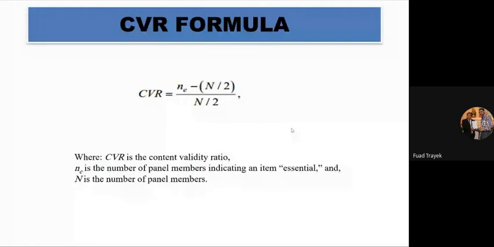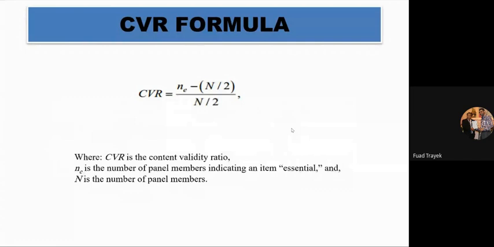So the CVR formula is NE minus, in brackets, N divided by 2, in total divided by N divided by 2. NE here is the number of panel members indicating an item as essential, or a perfect match. So the NE is how many experts said this item is perfectly measuring the variable, and the capital N is in total how many experts you sent it to.